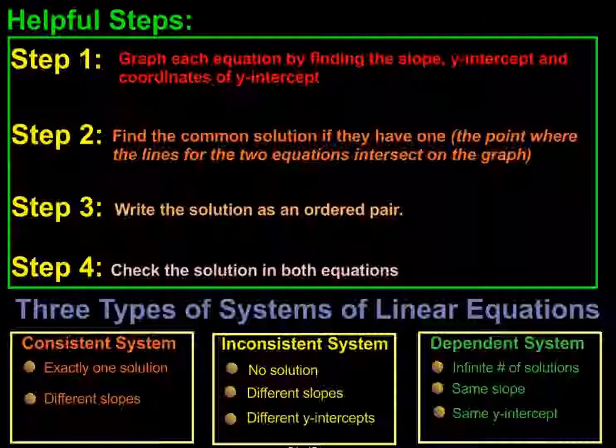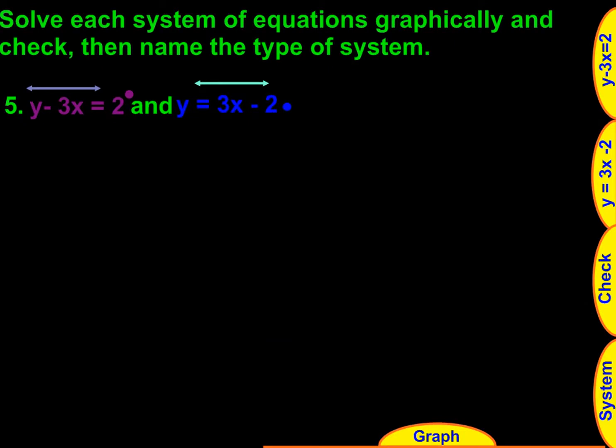So let's take a look at question number 5. It says solve each system of equations graphically and check and name the type of system. So we'll start by taking a look at the first equation. y minus 3x equals 2.